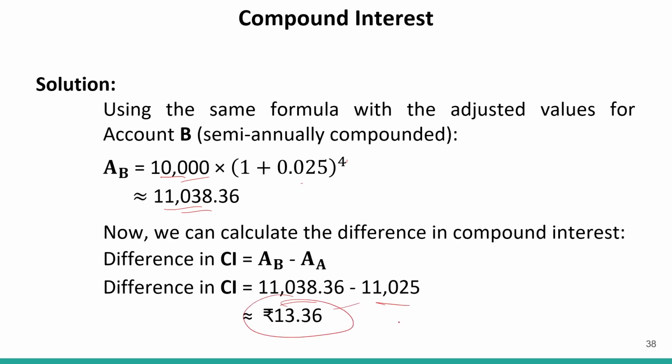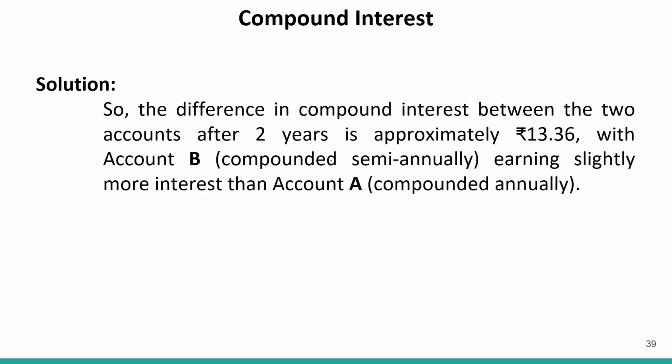So after all this calculation, what we can guarantee is the difference in compound interest will be 13.36. So the difference in compound interest between the two accounts after 2 years is approximately 13.36 with account B, okay, earning slightly more interest than account A, that is being actually compounded annually.